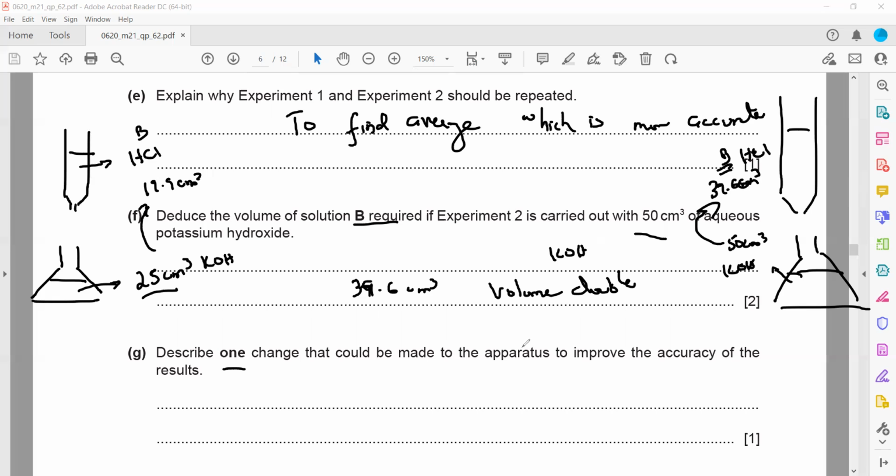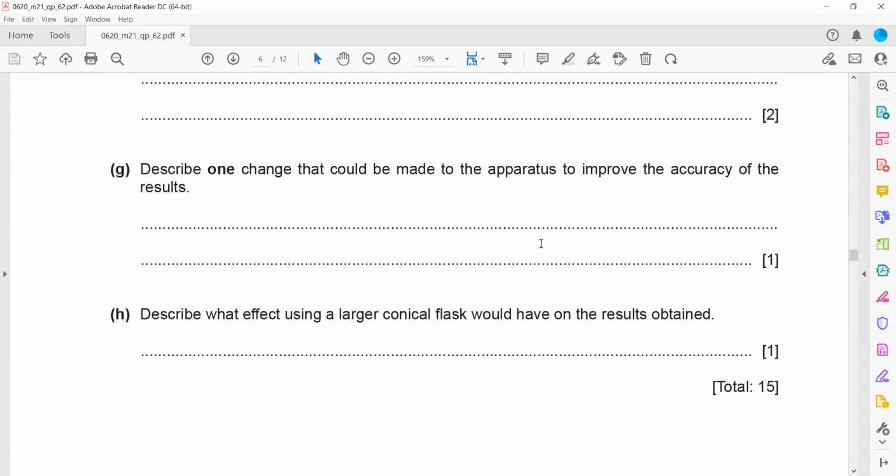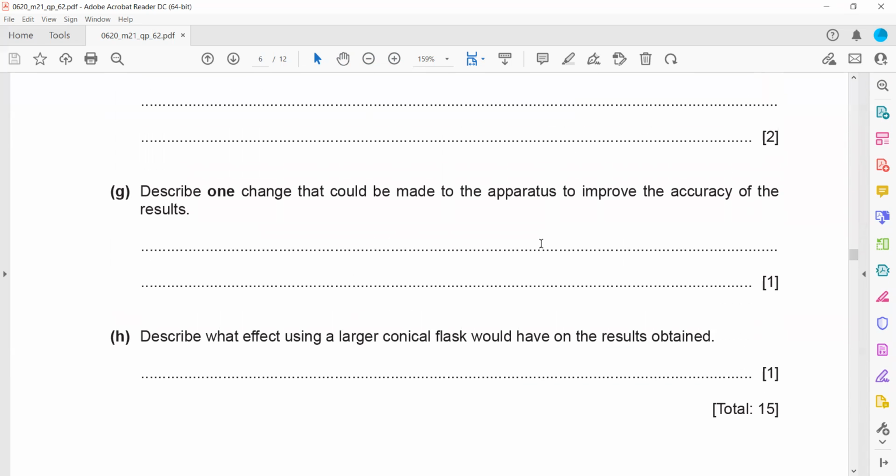Then describe one change that could be made to the apparatus to improve accuracy. Look, in the beginning, we were using a measuring cylinder to transfer this potassium hydroxide into a conical flask. So instead of using a measuring cylinder, we should use a pipette. Why should we use a pipette? Because a pipette is more accurate. So we should use a pipette to transfer KOH, potassium hydroxide, because a pipette is more accurate as compared to a measuring cylinder. The measuring cylinder's advantage is we can transfer the solution quickly, but the disadvantage is it's not accurate.